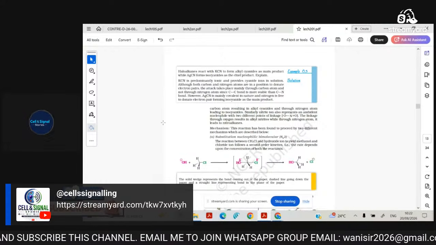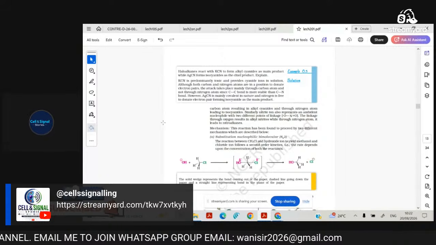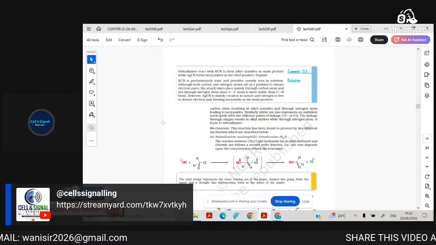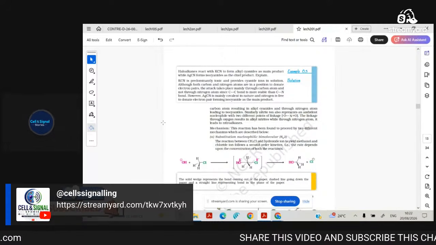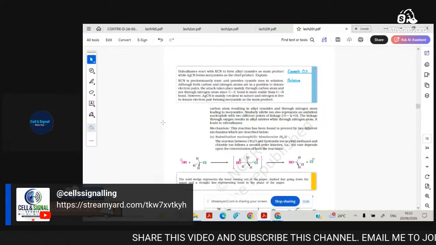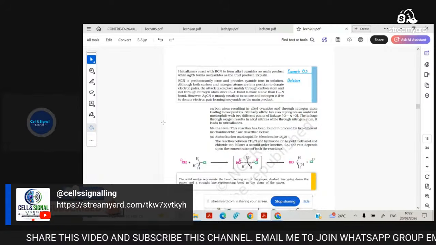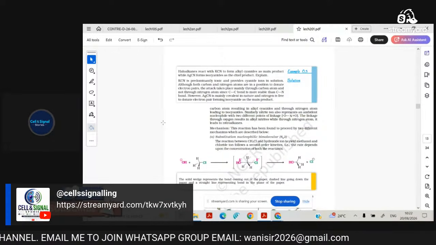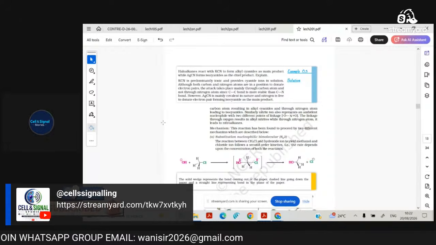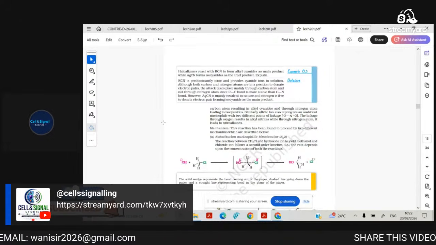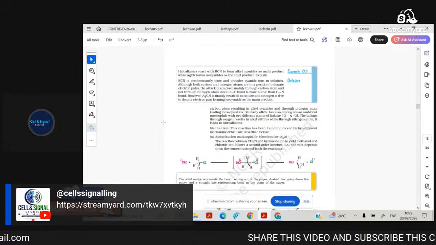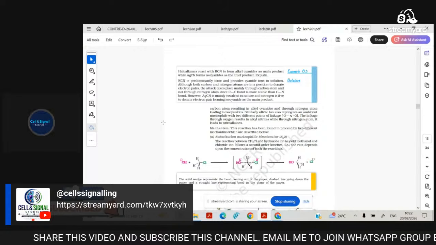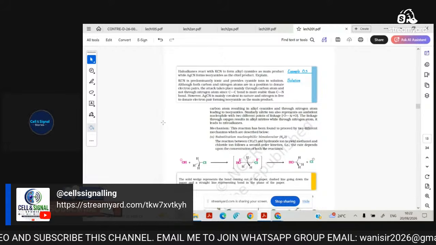However, AgCN is mainly covalent in nature and nitrogen is free to donate an electron pair, forming isocyanide as the main product. This is a very important point: these ambident nucleophiles have a negative charge, and they can act as nucleophiles through C and through N. C can act as a nucleophile, N can act as a nucleophile, but when they react, KCN forms alkyl cyanides as the main product, while AgCN forms isocyanides as the chief product. Why is isocyanide formed as the chief product? Because N takes part in the reaction.